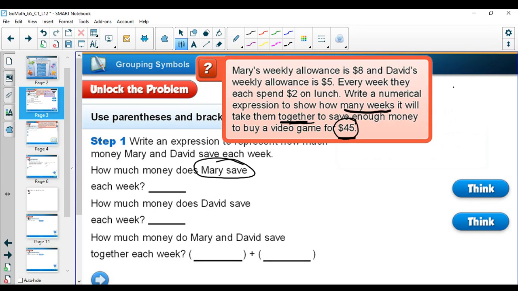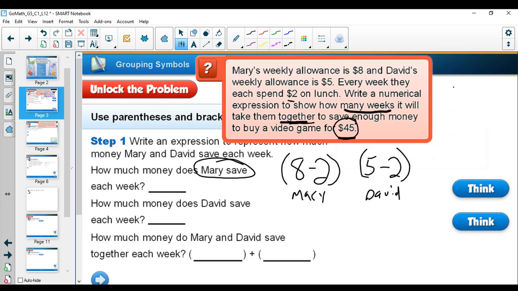And I want to write that down in a set of parentheses, right? So Mary's weekly allowance is $8, but she spends $2 on lunch, right? So if we spend it, that is money that is subtracted. So this is Mary's money. We also know that David gets some money each week as well. So we're going to put together a set of parentheses for David because David gets $5 each week and spends $2 on lunch. Right? So the set of parentheses on the left is for Mary. The set on the right is for David.